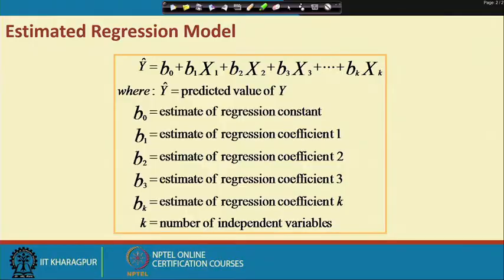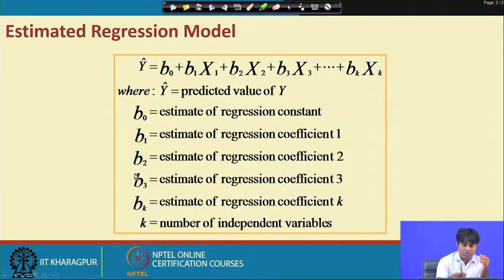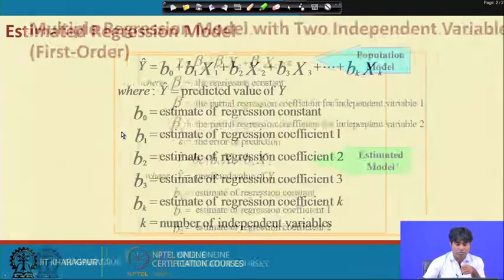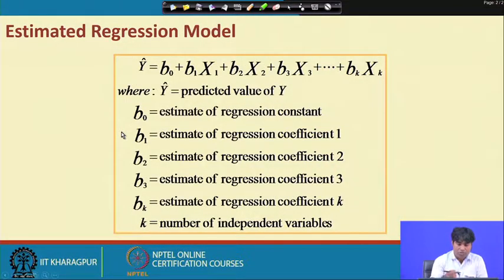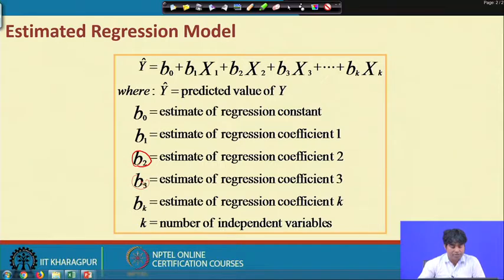By default, b 1 is the estimated value of beta 1, and b 2 is the estimated value of beta 2. Similarly, b 3 is the estimated value of beta 3, and b k is the estimated value of beta k. And b 0 is the estimated value of beta 0.